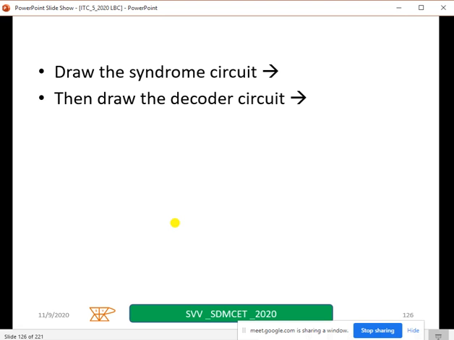For the syndrome circuit, I need S1, S2, S3. Anyone of you can type in the chat box what connections I have to make for S1, for S2, and for S3, so that others will also compare what they are thinking, whether it is correct or not. You people can type S1, what are the connections I have to make. Anyway, R1, R2, R3, R stands for received.